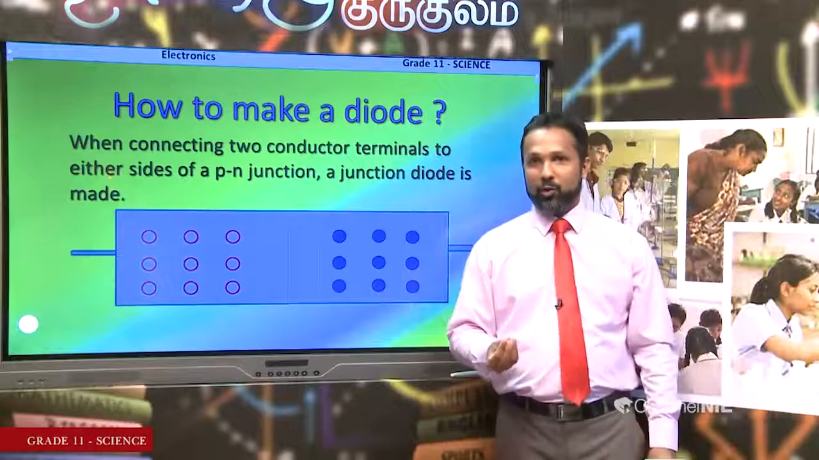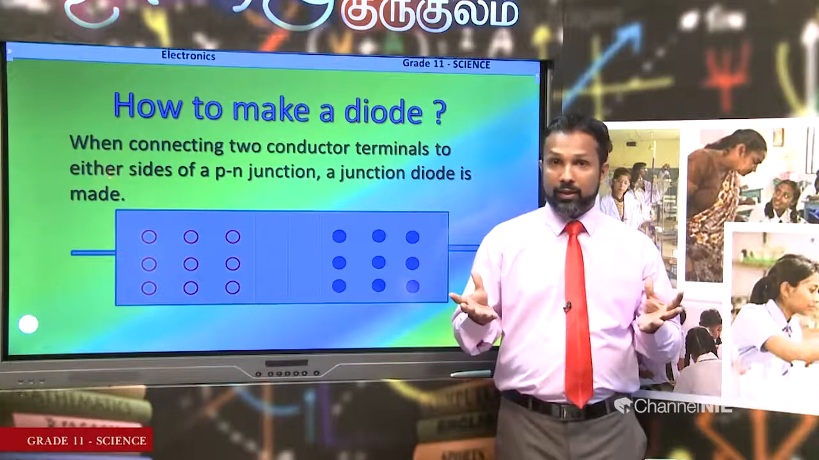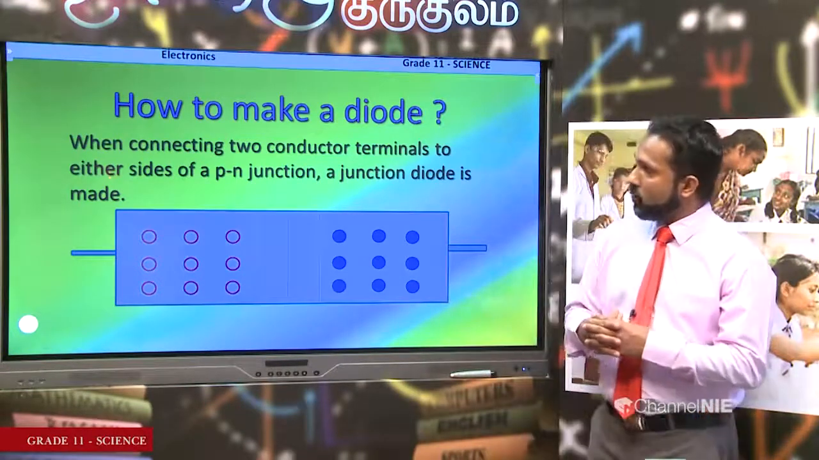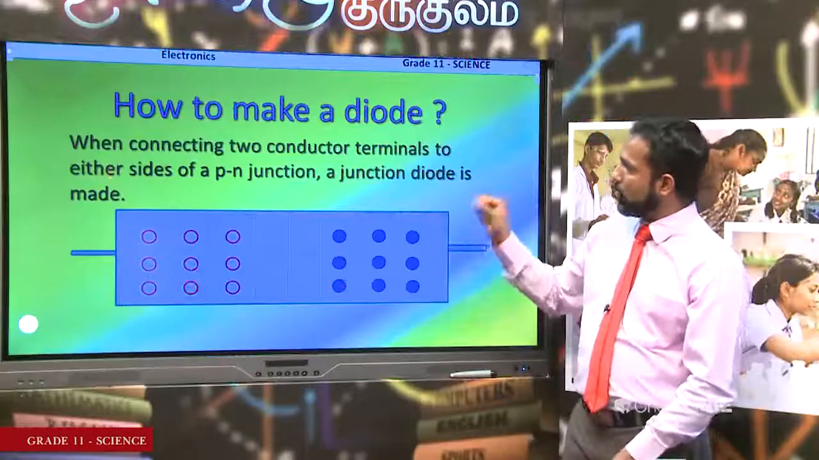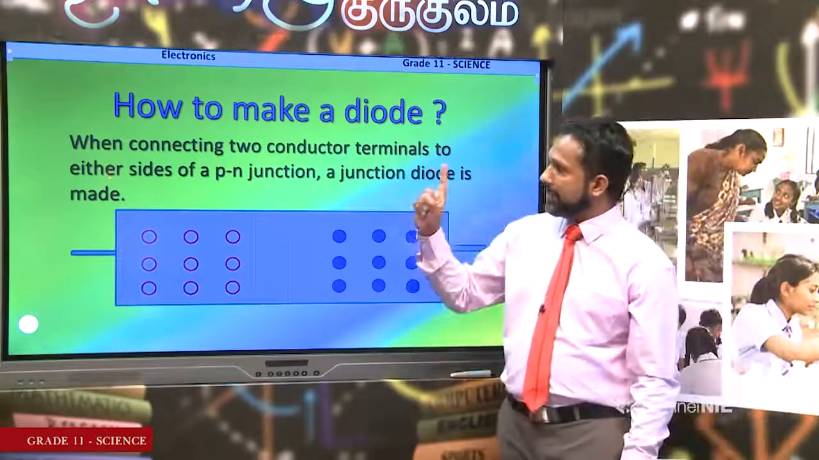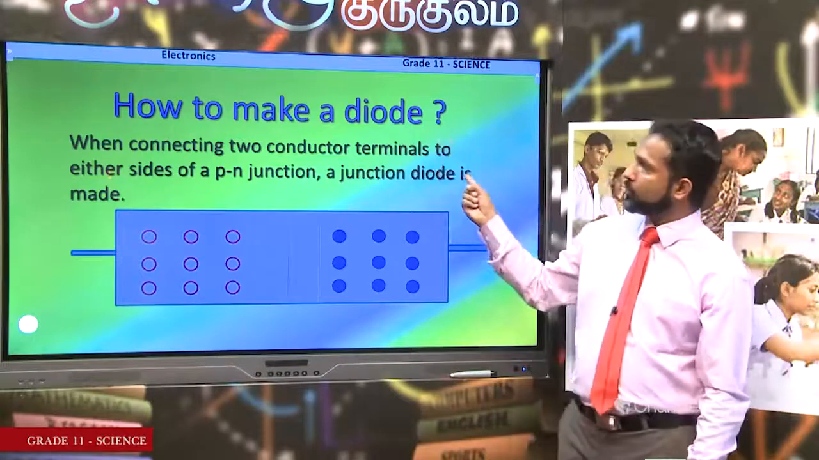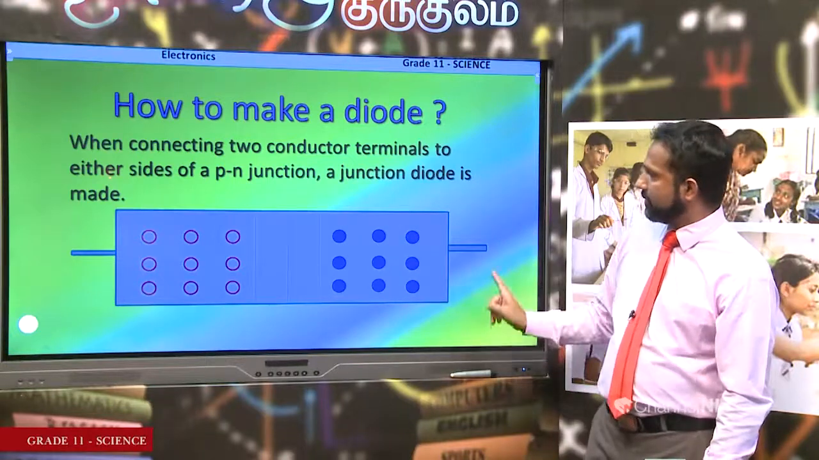How to make a diode? It's a very important appliance that we use in electronic appliances. When connecting two conductor terminals to either side, as you can see, this is the p-n junction. Here, two conductor terminals are connected to either side of the p-n junction. So it is called the diode, or we can say junction diode. When connecting two conductor terminals to either side of a p-n junction, a junction diode is made, right.